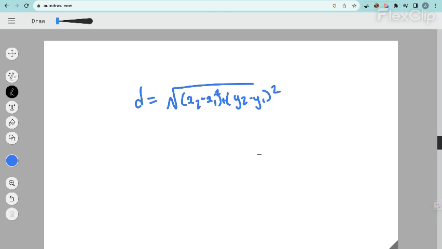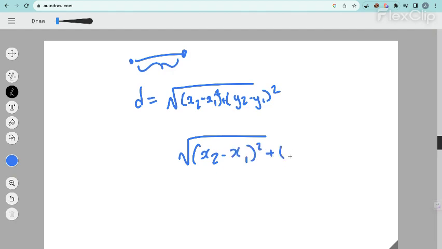The distance formula, like its name suggests, just calculates what the distance of this is. And the formula is x2 minus x1 squared. Let me write that again so it's a little clearer. Sorry about that. x2 minus x1 squared plus y2 minus y1 squared. And all of that is under a square root.